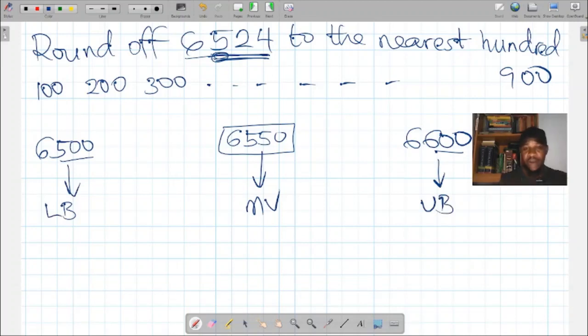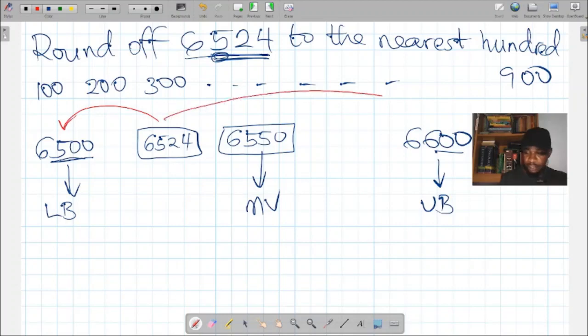Question is, where does 6,524 lie? 524 will be after 500, before 550. So it's going to be here. 6,524 is going to be on the left here. So when we now compare the distances, we see that this is closer to this and is farther away from this. The nearest 100 is 6,500. The farther 100 is 6,600. So we say that 6,524 is closer to 6,500 to the nearest 100.